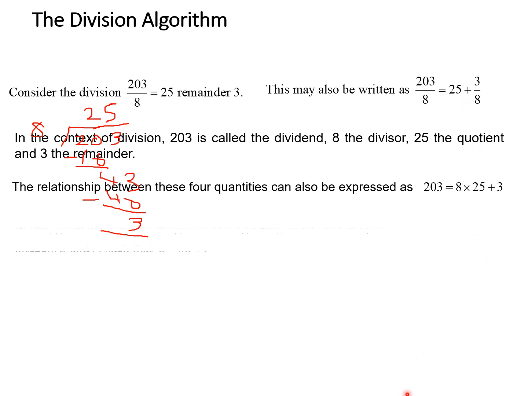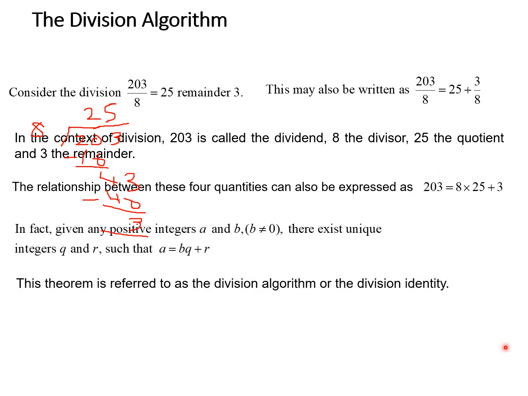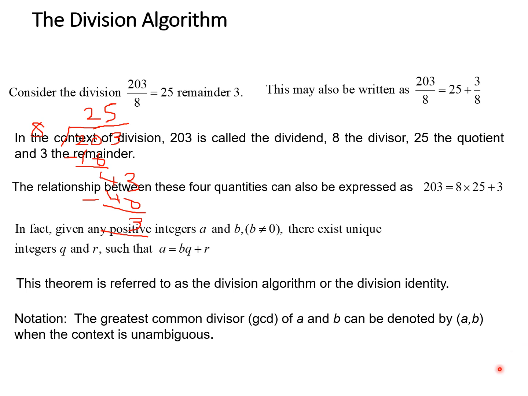Okay. Next, for example, if we write it in terms of unknowns, it will be A equals BQ plus R. BQ here means B is actually the 8, and Q is 25, and plus 3, so plus the remainder is R. Right? So you can express it in this form, which is similar to this form. Okay. Next, this theorem is known as division algorithm, or another name is called division identity.